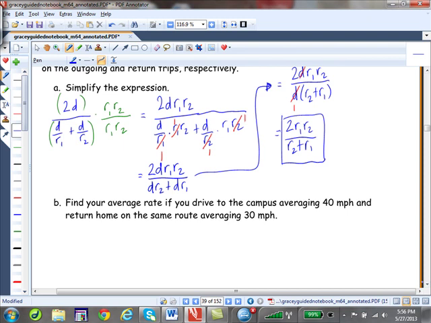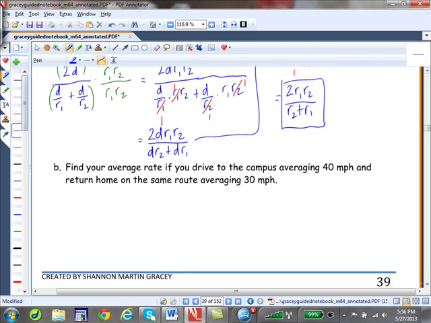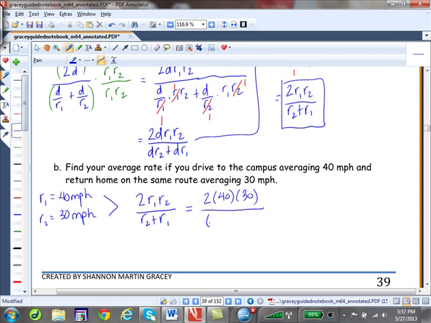So now, this is the next example. Find your average rate. If you drive to the campus averaging 40 miles per hour and you return home on the same route, which means the same distance, averaging 30 miles per hour. So R1 is 40 miles per hour. R2 is 30 miles per hour. So here we go. 2 times R1 times R2 over R2 plus R1, given those values for R1 and R2, will be 2 times 40 times 30 divided by 30 plus 40.